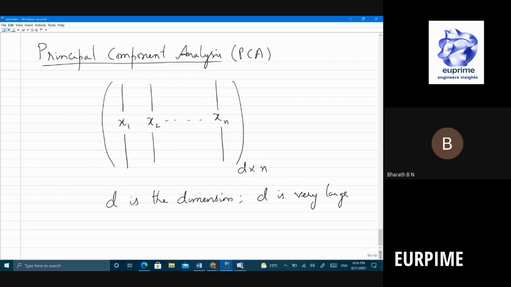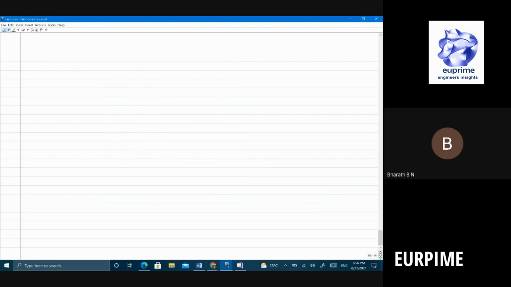Now, when you bring it down, what is it that you want to do? Capture the variation in the data, right? So how do you do that? Any idea? Covariance matrix of the? Okay, and then?